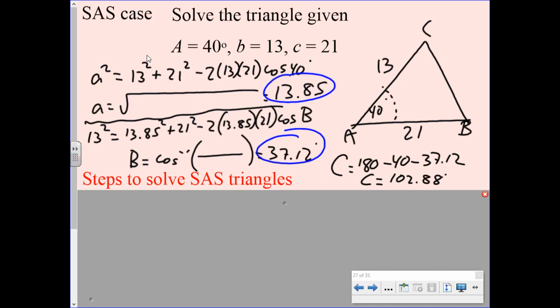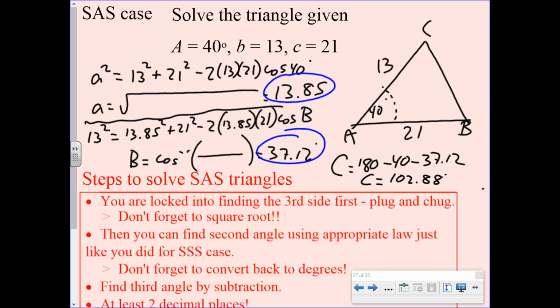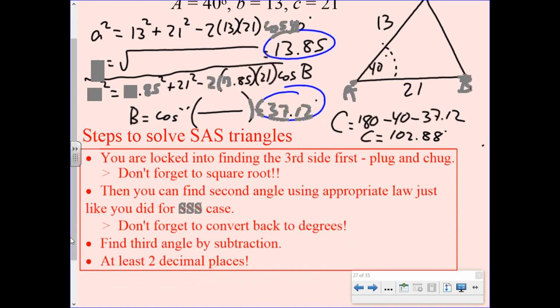So what are our steps for the SAS case? Again, you're locked in to find that third side. Use the appropriate rule. Don't forget to square root it. I see that quite often. Find the second angle just like you did for the SSS case. Convert and then subtraction.